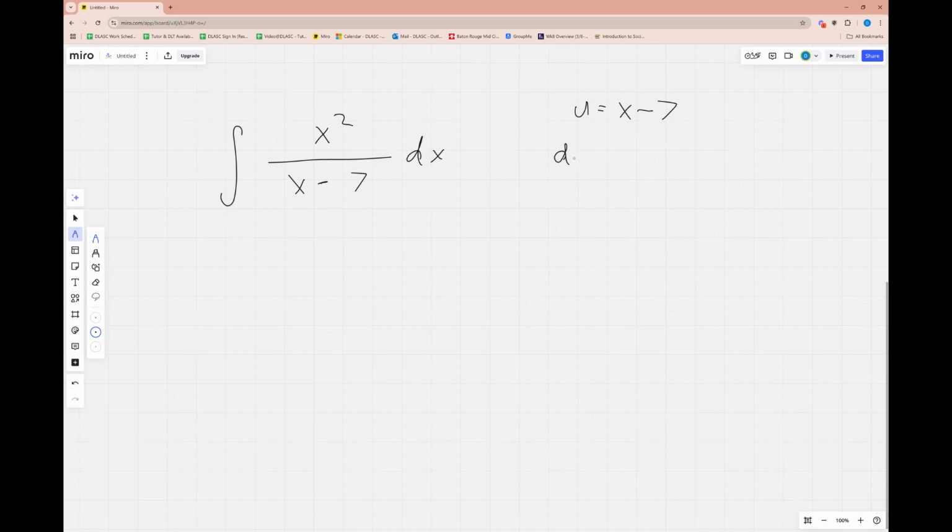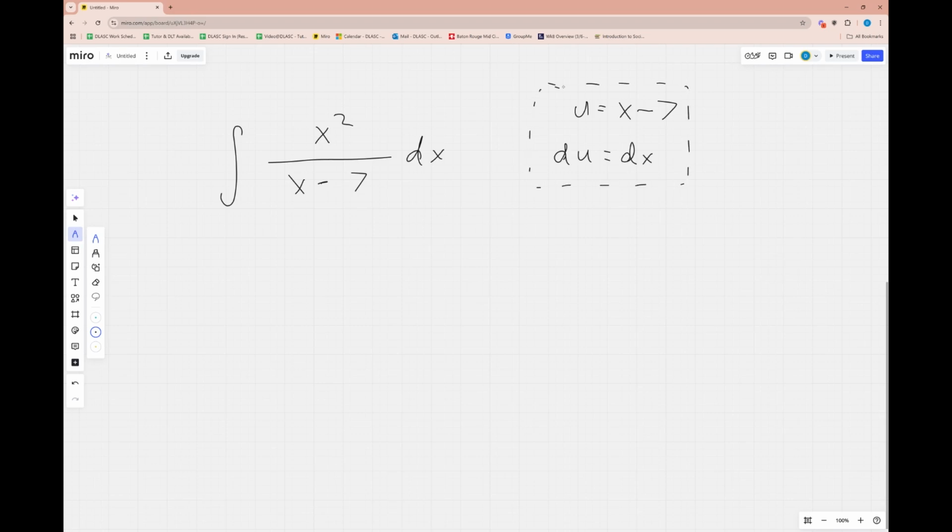Well, that means that du is just going to be equal to dx, right? Because if we take the derivative of x minus 7, we end up with the derivative of x, dx, minus a constant, right? So that constant's going to go to 0. We're going to have du equals dx, right?